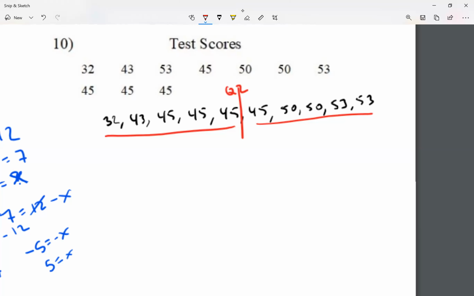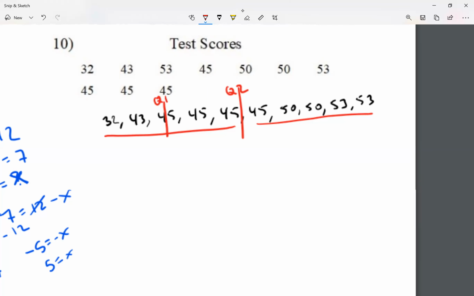Now let me take a look at the numbers on the left. So I'm looking at the numbers on the left, and let me cross out the one number in the middle, right? There's 5 numbers. So it's an odd number. My median of those will be one of those numbers. So right in the middle, it's this right here. This is my quarter 1.